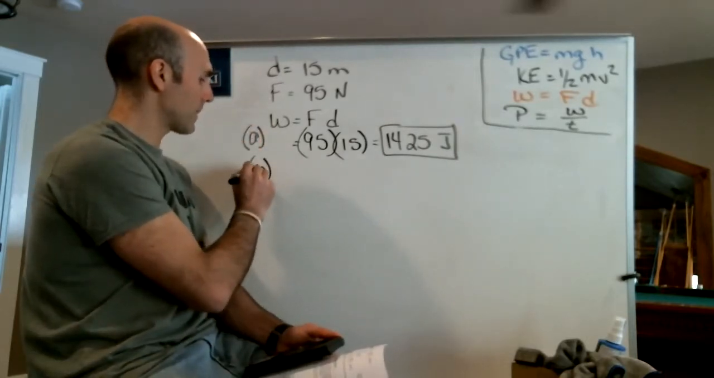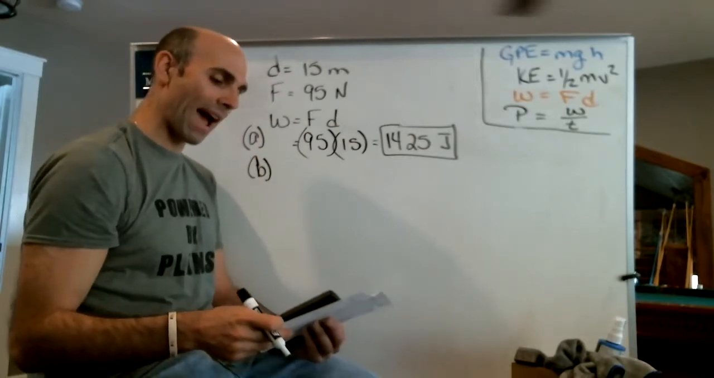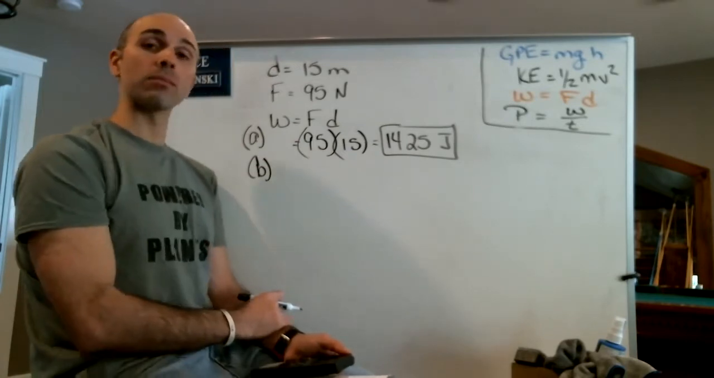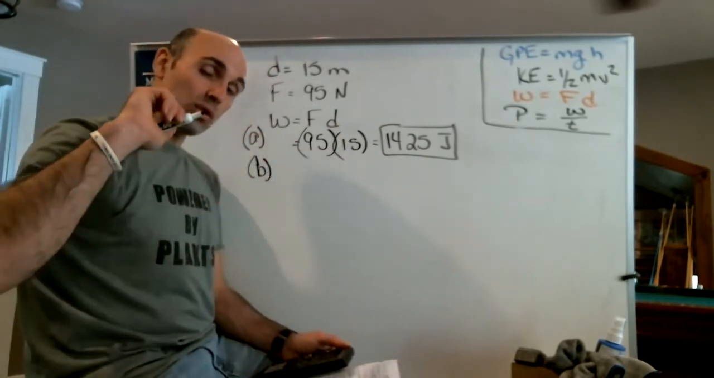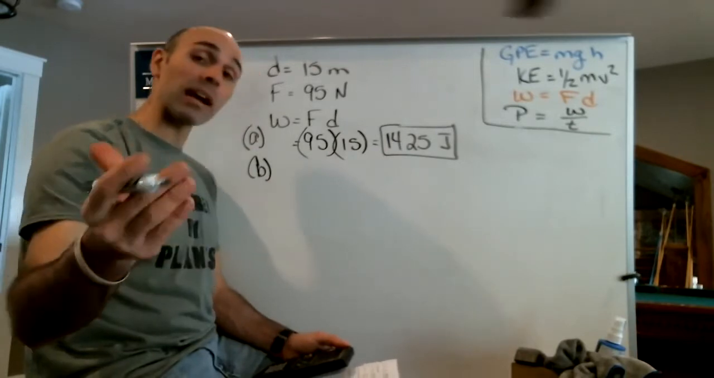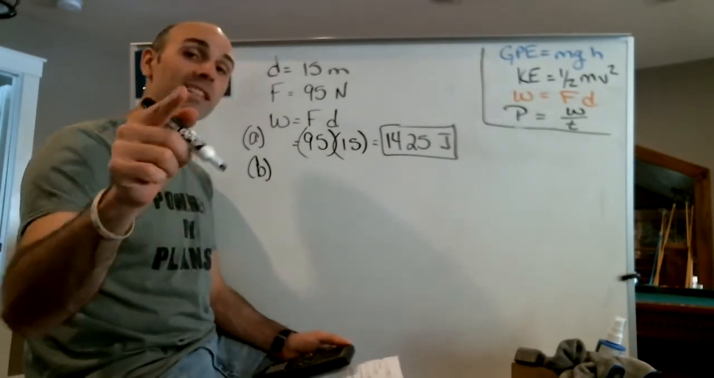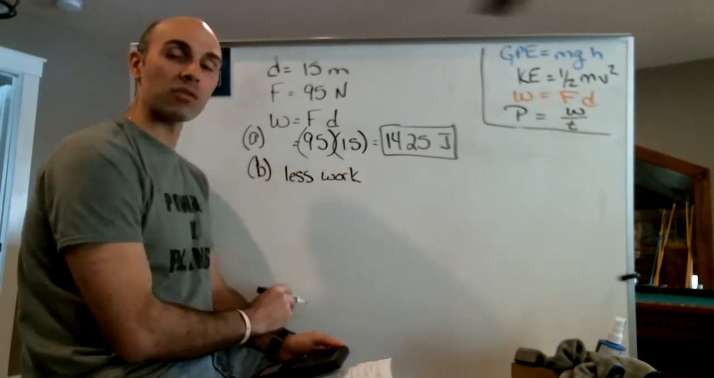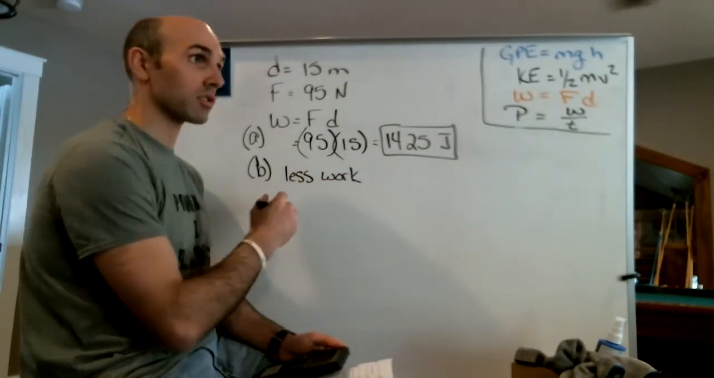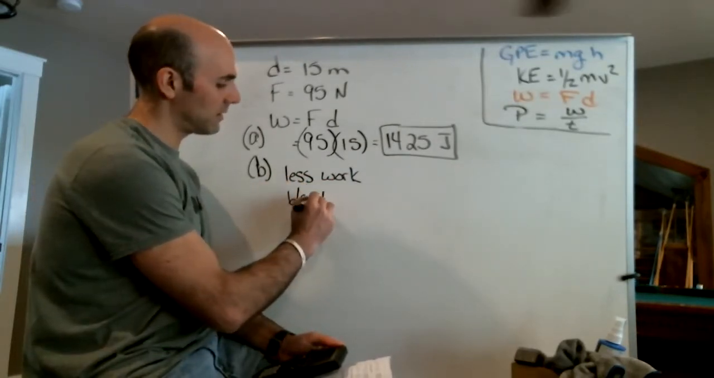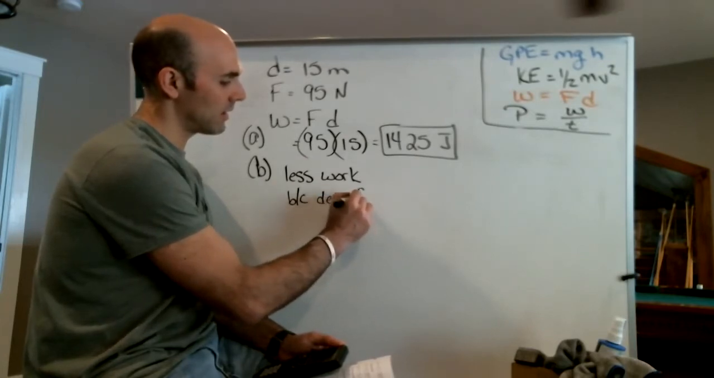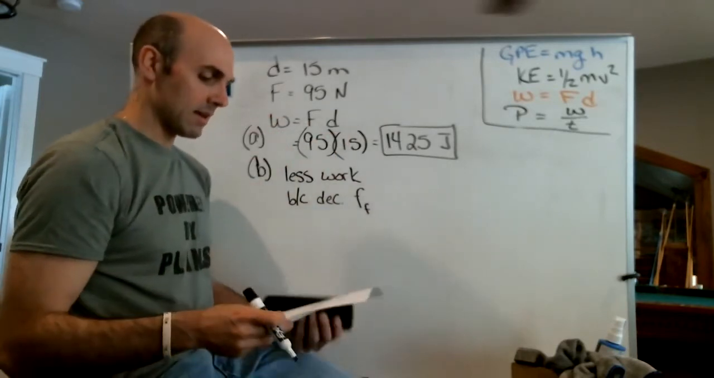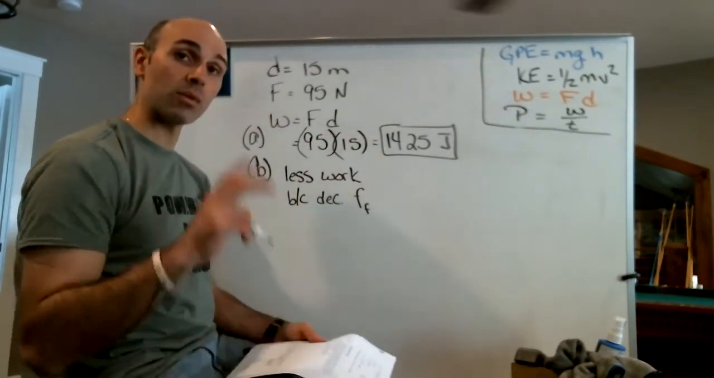Now for B, if the floor was waxed, does he have to do more or less work? And you said, come on guys, speak up, I can't hear you. You said less work, very good. Less work because we are decreasing the frictional force. Because decreasing F of F. Remember that, right? F of F, force of friction. All right, guys, perfect. Let's move on to number 2.